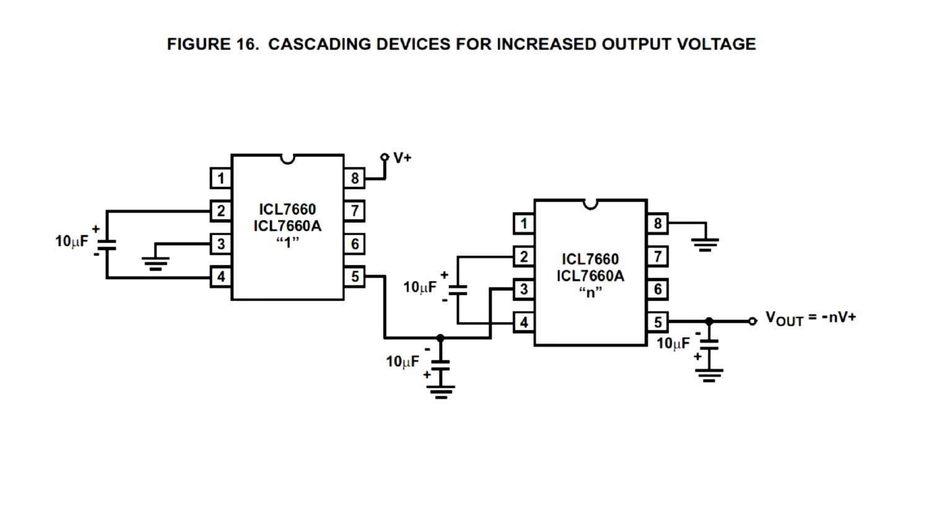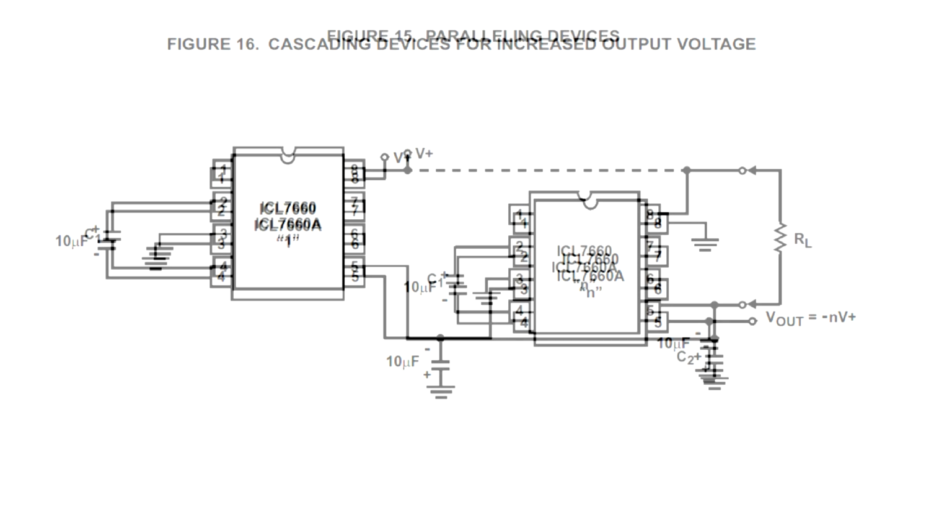It is also possible to cascade two or more circuits to boost the output voltage further. This is possible for positive as well as negative output voltages. To increase the maximum current, two or more circuits can also be paralleled.